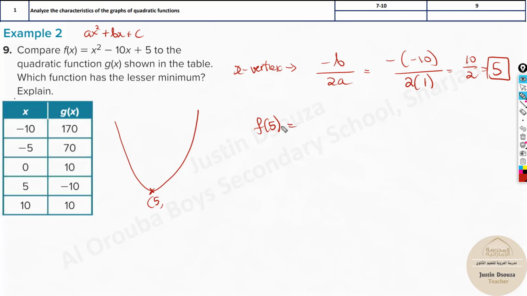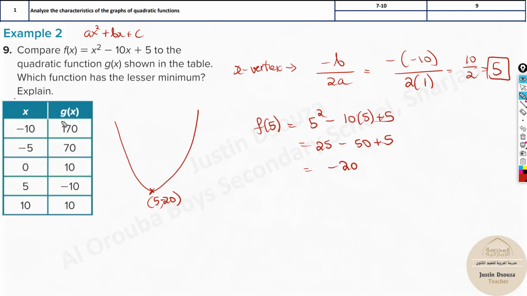The y value is f of 5, that is, everywhere where x is there, put this 5 value: -10 times 5 plus 5. It'll be 25 minus 50 plus 5. It'll be 30 minus 50, that is equal to -20. So the value of this is -20. So this is the minimum point, -20 over here. Okay, that's the minimum point.